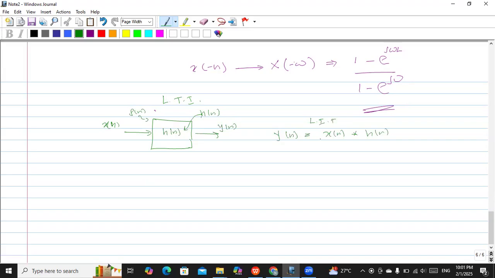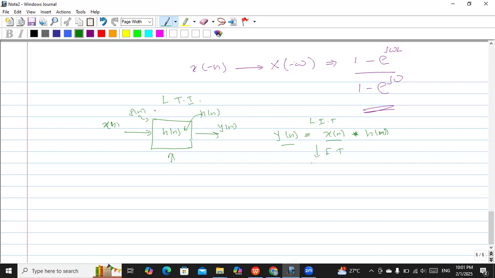And if you have a filter here, you can apply a known series xn, then you can measure the yn also. You know the xn, but still you can't find the hn. Why? Because this is a convolution, so you can't do the inverse convolution, it is not possible. So what you need to do is apply the Fourier transform.